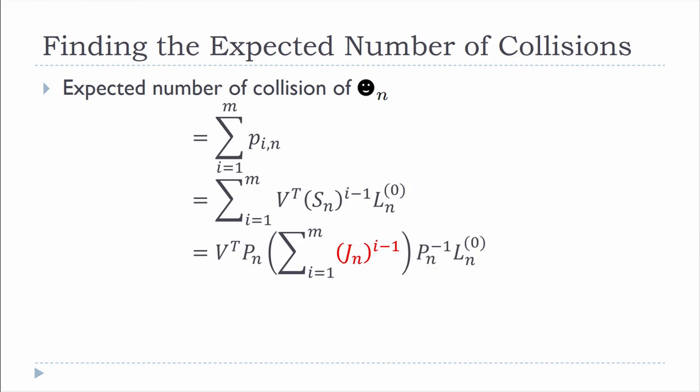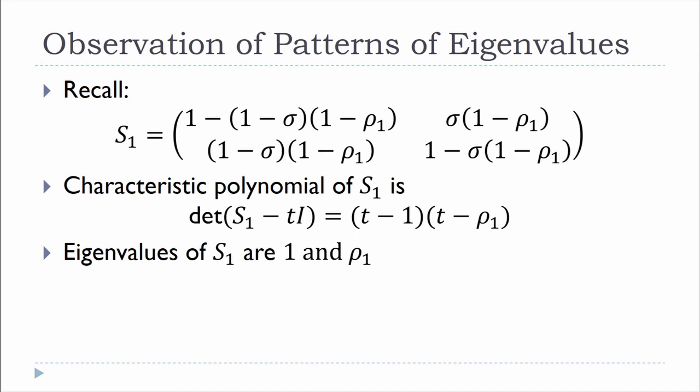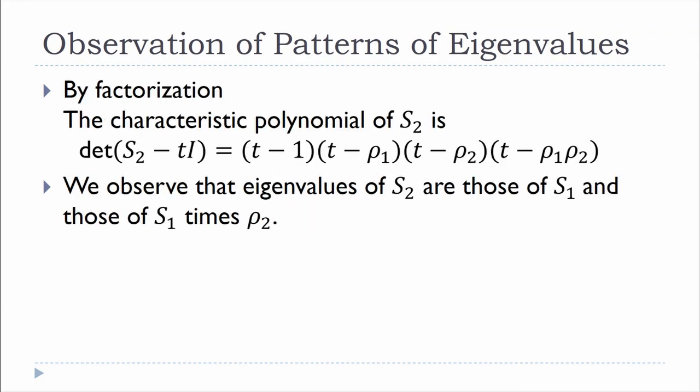The expected number of collisions can be found in the reformed formula below. We can use Jordan decomposition by exhaustion, but we have ways to find it faster, which is by observation of patterns of eigenvalues. We recall that S1 equals this matrix, and the characteristic polynomial of S1 is as follows. The eigenvalues of S1 are 1 and rho 1. By factorization, the characteristic polynomial of S2 is as follows, and we observe that the eigenvalues of S2 are those of S1 and those of S1 times rho 2.